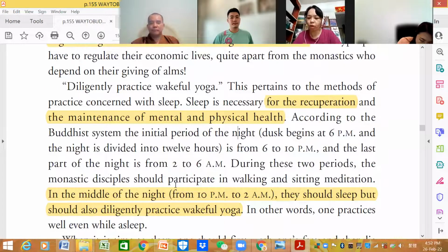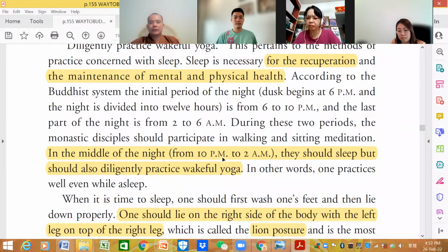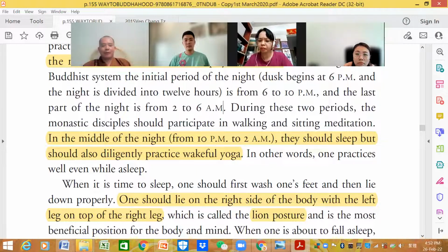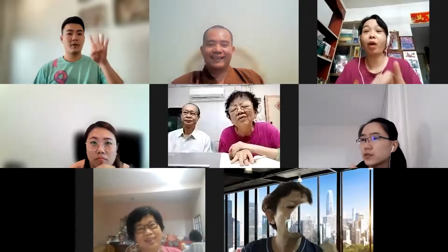Let's take a look. You see, sleep is necessary for maintenance, mental and physical, and for recuperation. So basically, it advised that we should sleep at 10 p.m. to 2 a.m. Meaning to say how many hours? 10 to 2, four hours.